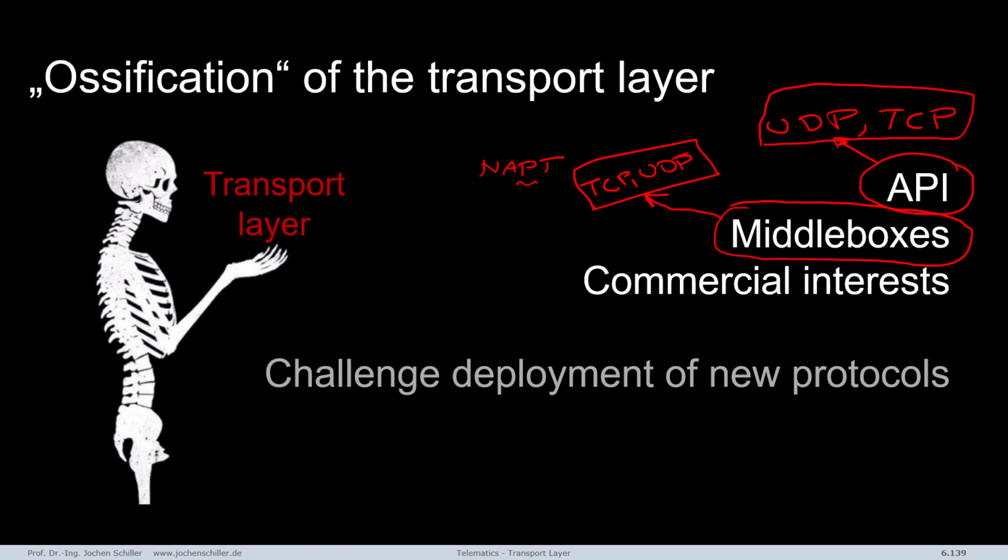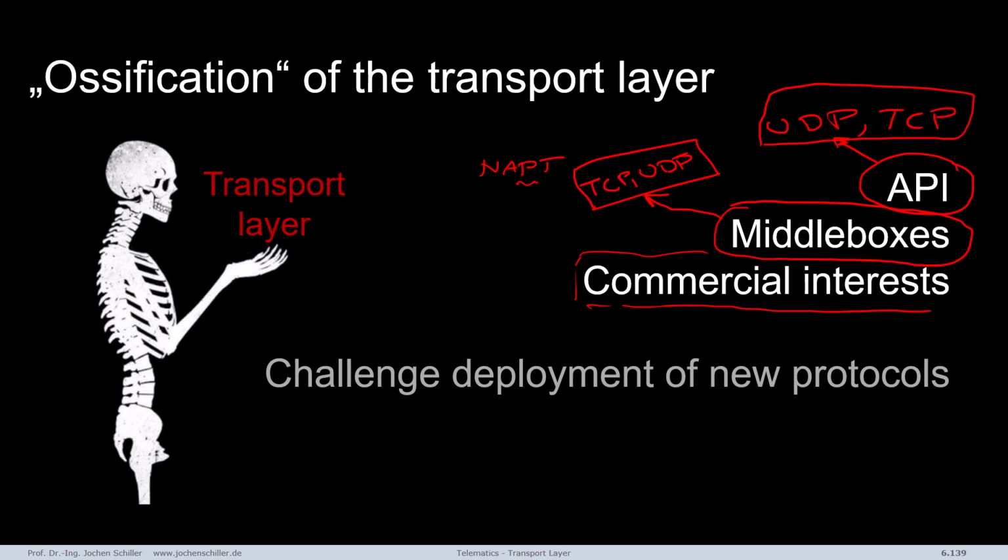It cannot process it. Then there are also some commercial interests. Why not implement this and that? So there are many different interests. So there are certain challenges when you want to deploy a new protocol. And this altogether led to what is called the ossification of the transport layer. So the transport layer is not flexible anymore.